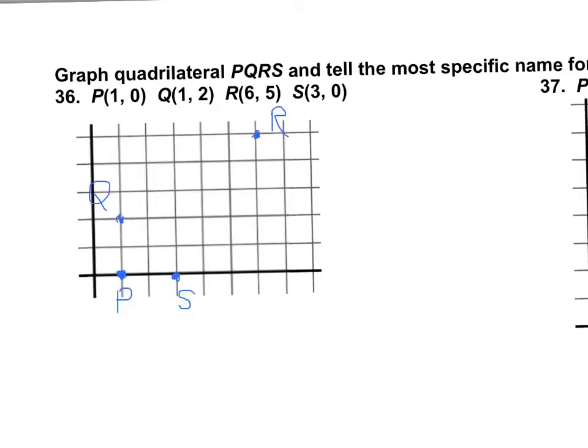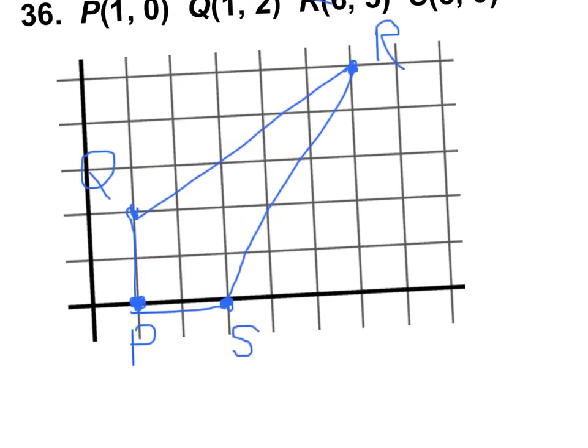When you connect the dots, make sure you go in order. This quadrilateral is P, Q, R, S. So I'm going to connect them in that order. P to Q, Q to R, R to S, and then S back to the beginning of P. Now, you might be able to tell what it is just from looking at it. That's fine. Like, I think this is a kite. Let's figure out for sure. And the way to figure out is to count the slope.